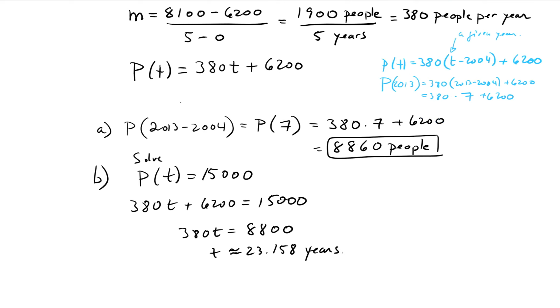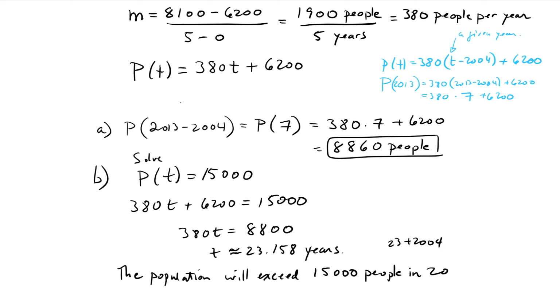Okay, so if they were asking us in which year, maybe I can write down a sentence here: the population will exceed 15,000 people, and well, I add 23 years to 2004, that's 2027. That's it. That's my answer here.